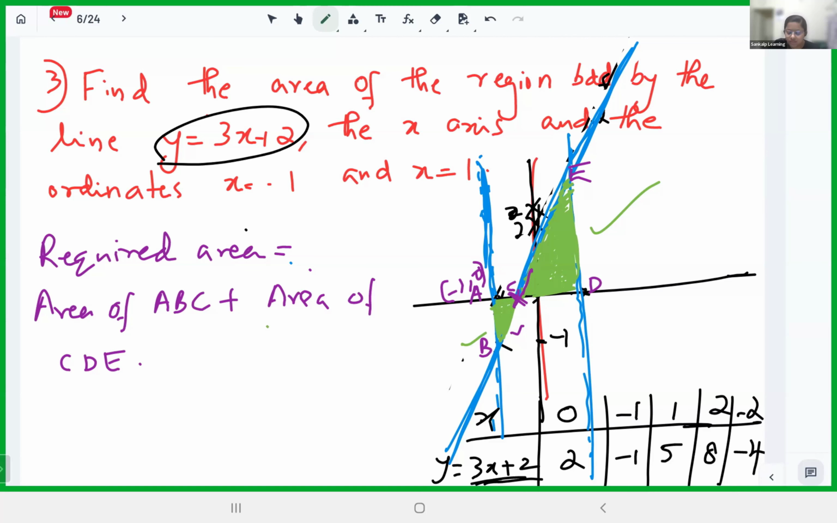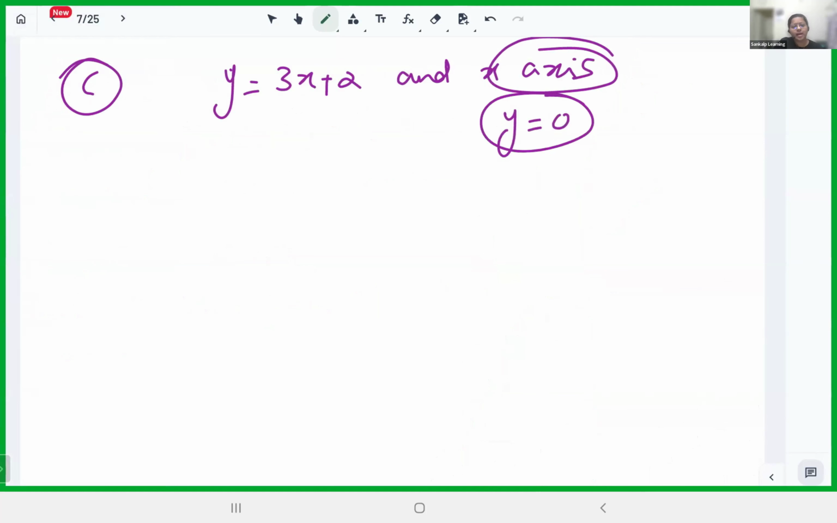So how will you find it? It is the intersection of y equal to 3x plus 2 and the x-axis. We know that on the x-axis, the y coordinate is 0, which means y equal to 0. So at the intersecting point of y equal to 3x plus 2 and the x-axis, y is equal to 0, which means 3x plus 2 will definitely be equal to 0 at that point.